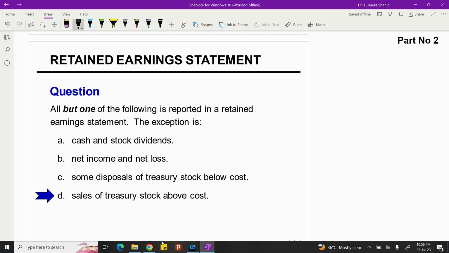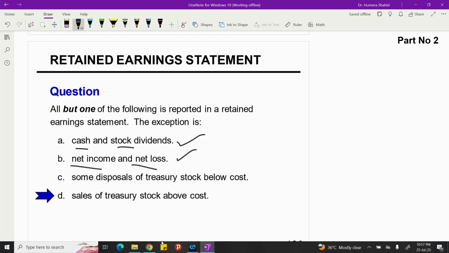A question: all but one of the following is reported in the retained earnings statement. The exception is... So what are the things which are reported in the retained earnings statement but one is not reported? That one we have to identify. Cash and stock dividends, yes, they are reported in the statement of retained earnings. Net income and net losses are also reported in the statement of retained earnings.